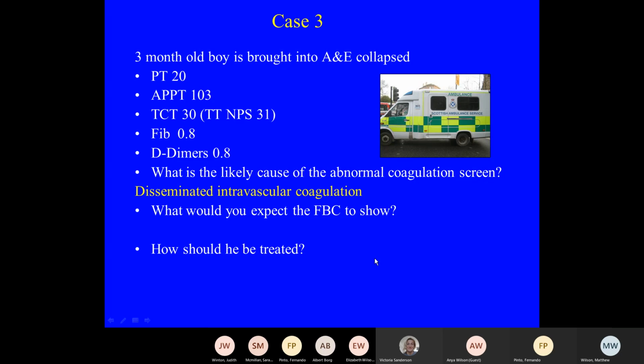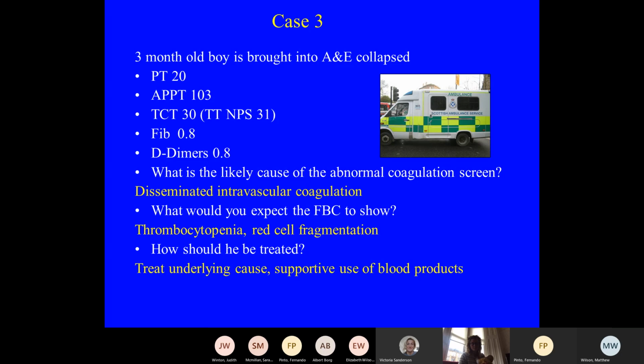So what would you expect the full blood count to show? Probably raised white cells and thrombocytopenia, perhaps. Yeah, if it's infectious related, high white cells. Next slide, thrombocytopenia, sometimes red cell fragmentation as well. And how do you treat that? DIC with abnormal coagulation. Next. You have to treat whatever is causing it, obviously, to begin with, and you give blood products if the child is bleeding. So next slide.